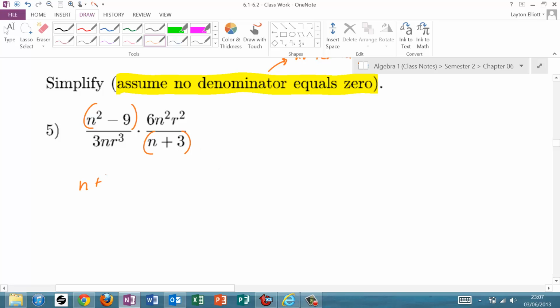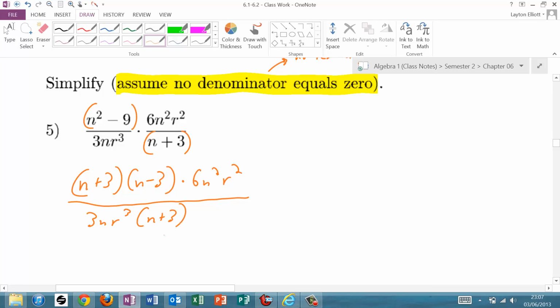And I'm going to factor n plus 3, n minus 3 times 6n squared r squared. I'm actually going to draw it all in the numerator, and then I'm going to put all this stuff in the denominator: 3n r to the third, and then another n plus 3 in parentheses. I know sometimes I've told you guys you can't group stuff in parentheses, but that's because it wasn't being multiplied. Here, that dot means it is being multiplied.